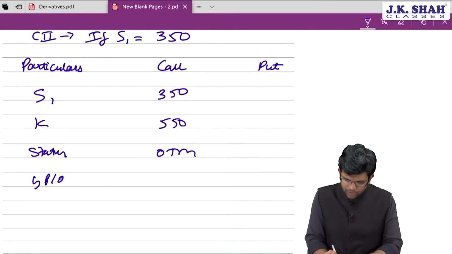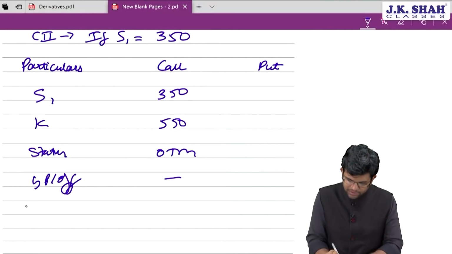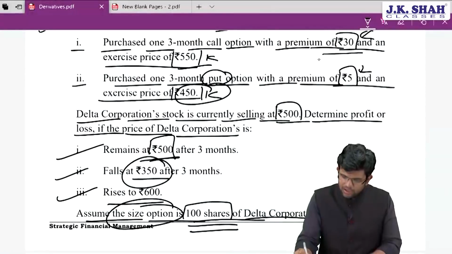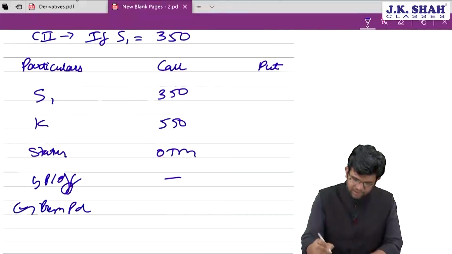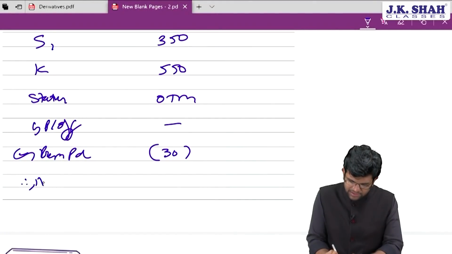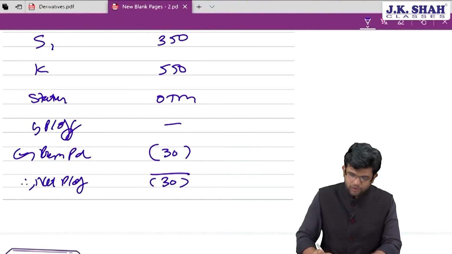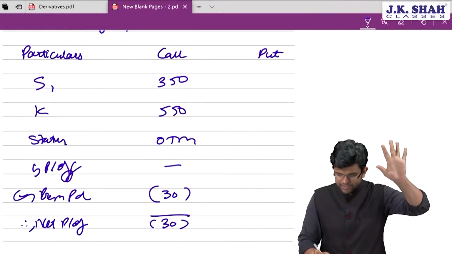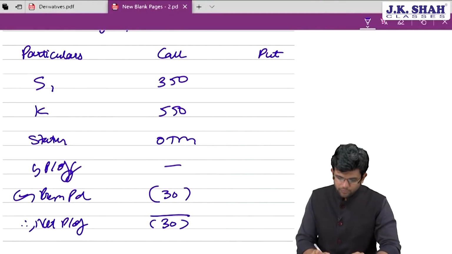The gross payoff, therefore, students, obviously will be 0, less the premium paid. How much premium are you paying per call? The premium you're paying is rupees 30. So I'll write down here 30. Therefore, students, the net payoff will be a loss of 30. Everybody following? In a call option, if the S1 touches 350, you are suffering a loss of rupees 30.